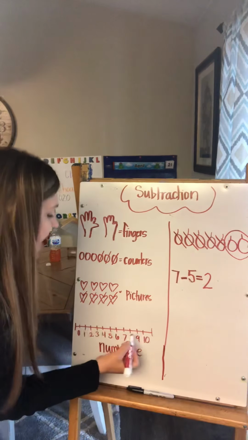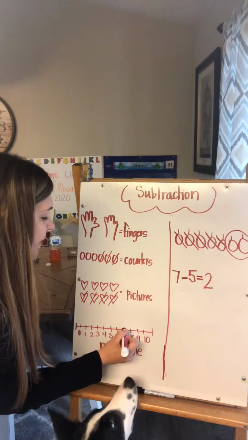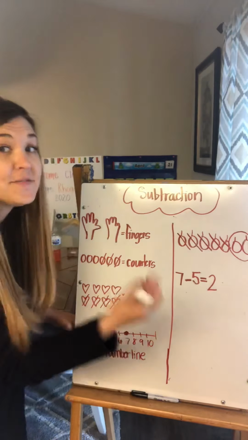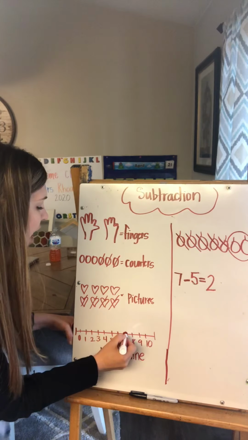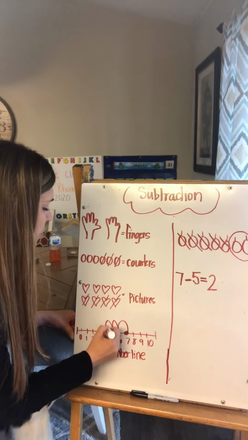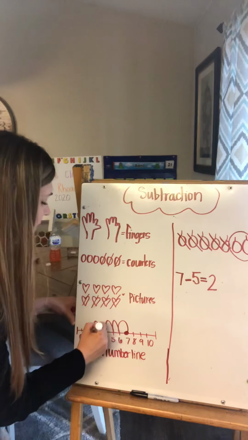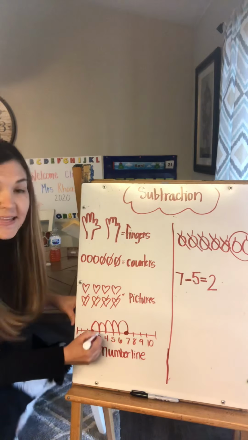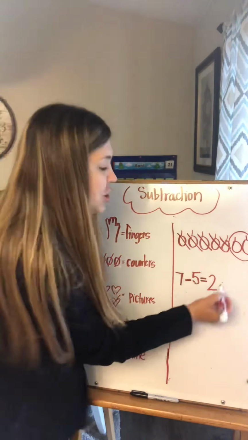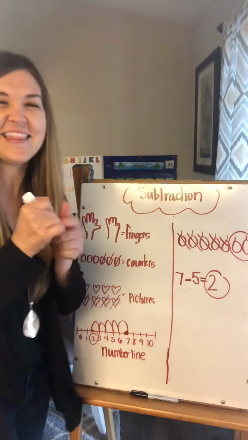I'm going to start off at 7. I had 7 apples. Bandit ate 5, so I'm going to go to the left. I'm going to hop. Count 5 with me. 1, 2, 3, 4, 5. What number did I land on? I landed on 2. I had 2 apples left.